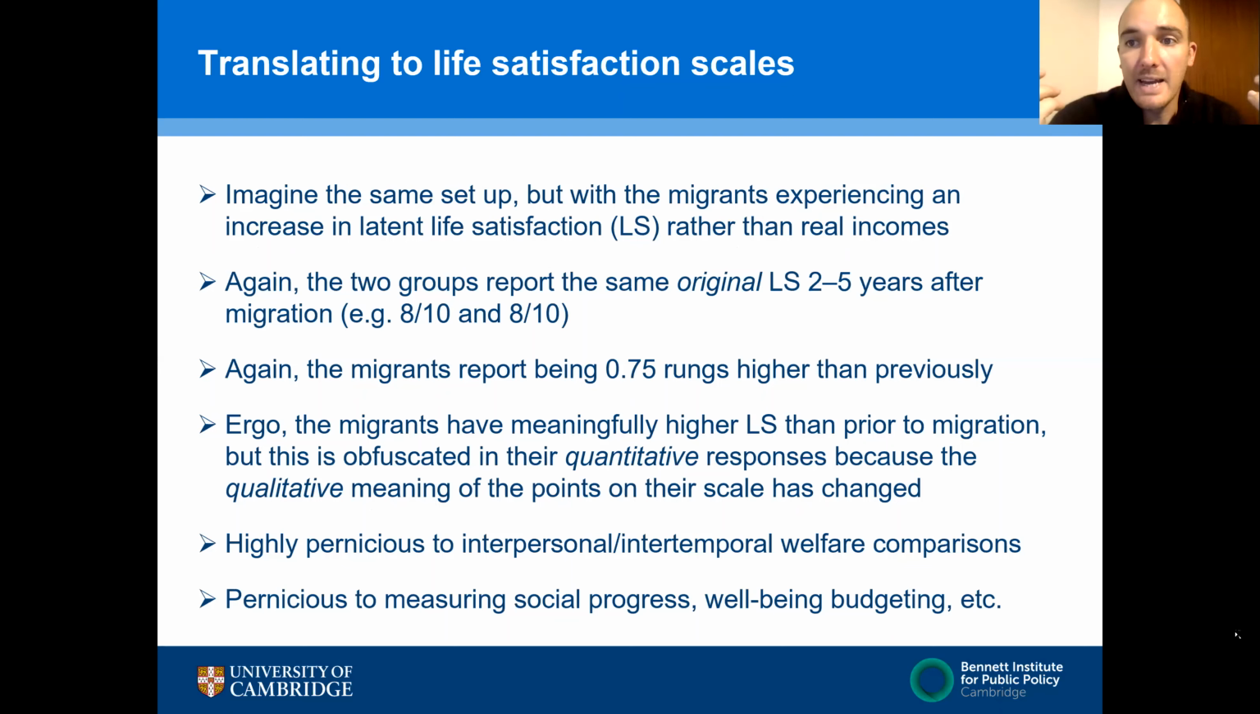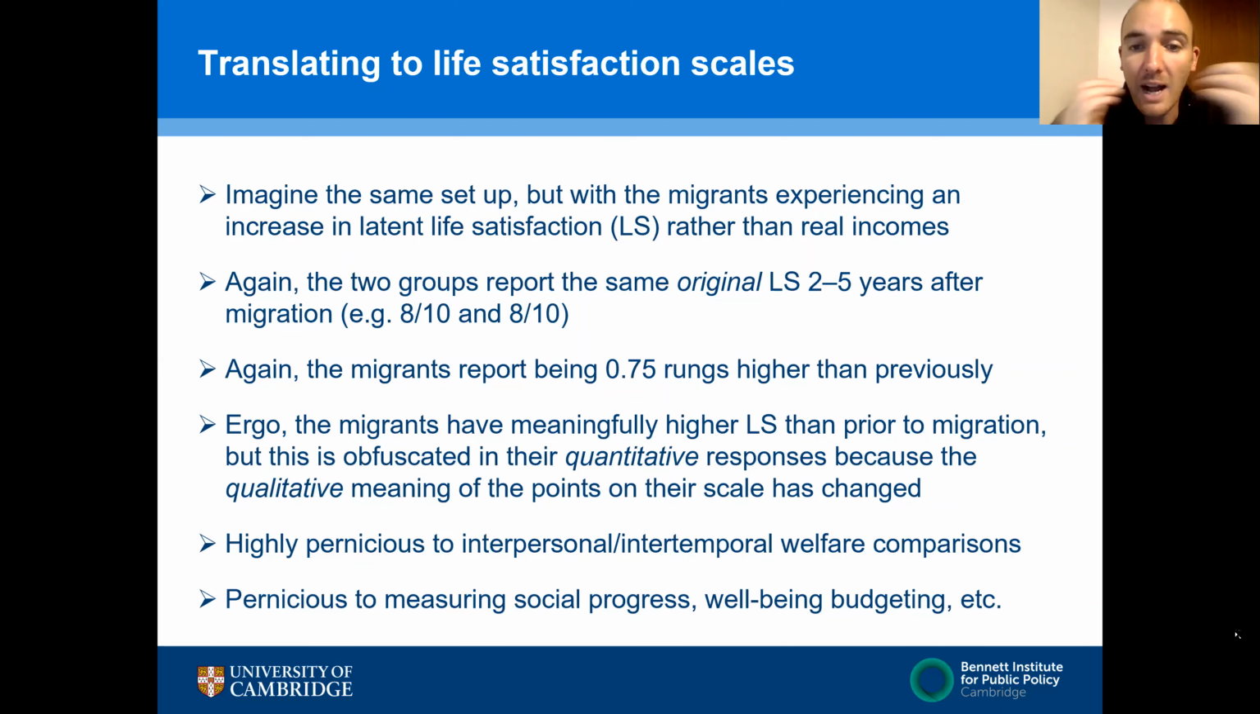So maybe they say they're 8 out of 10, migrants and the people who stayed back in Tonga. Again, though, the migrants would say that they are 0.5 steps higher than when they were previously there. So that would suggest that the migrants have a meaningfully higher life satisfaction than prior to migration, but this is obfuscated in their quantitative responses, because the qualitative meaning of the scales that they're using has changed between the first wave and the second wave.